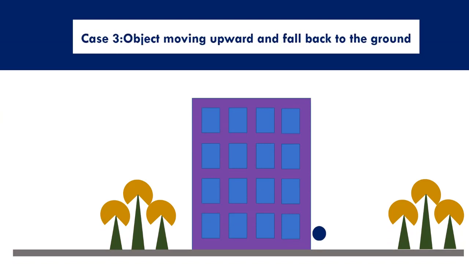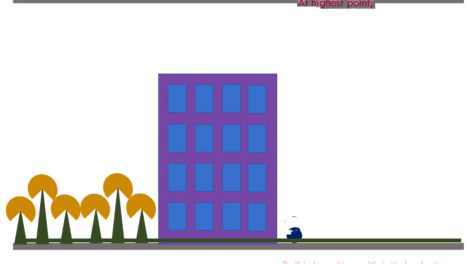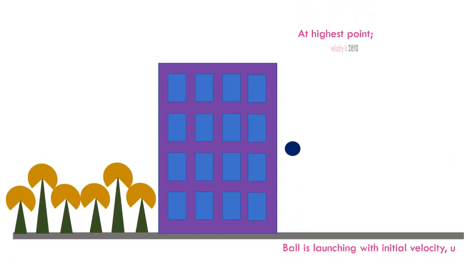Case 3, object moving upward and falling back to the ground. The ball is launched with initial velocity, u. At the highest point, velocity is 0. Since it went back to its initial point, the total displacement is 0.